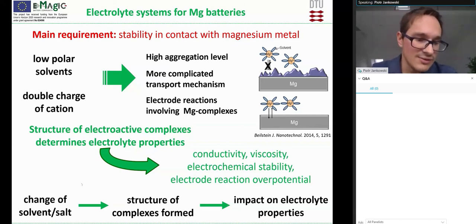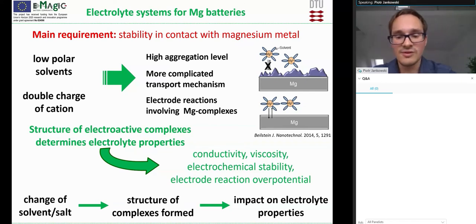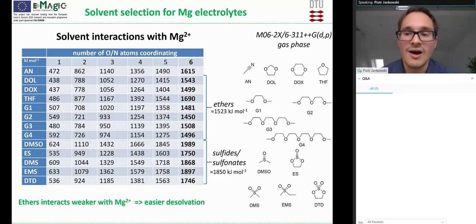So indeed, at DTU, we are also trying to suggest some other solvents or changes of the salt. At the beginning, with the solvent, we did just a simple screening, just looking at the interaction energy in a vacuum between magnesium and different solvents, different groups of solvents.